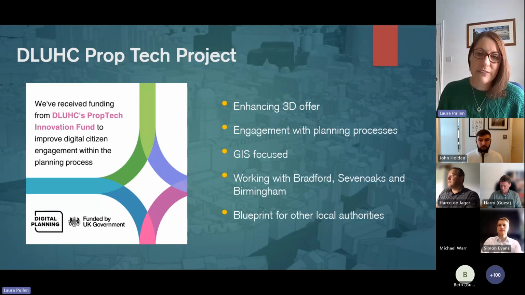Our DLUC project focuses on GIS being the bedrock of our city digital twin, as this is a universal approach, and 60% of local planning authorities are sat on the same GIS technology as us. And obviously further local planning authorities will have alternative GIS provision. So what we're hoping to do is produce a blueprint that will enable other local authorities to establish a similar capability to ours.